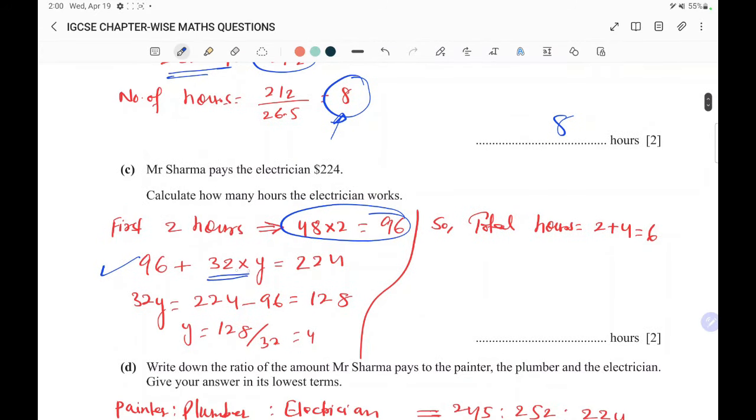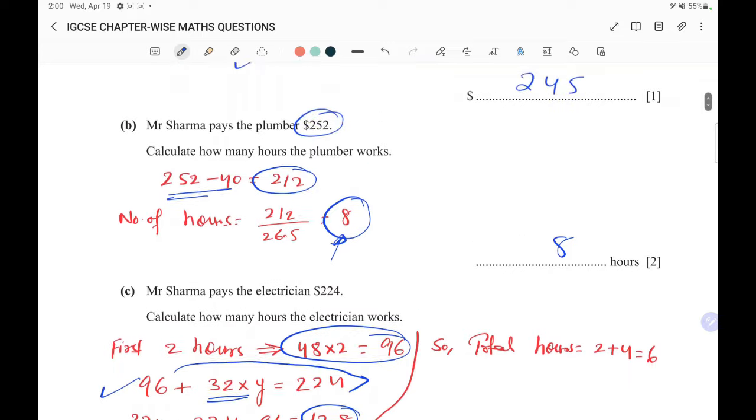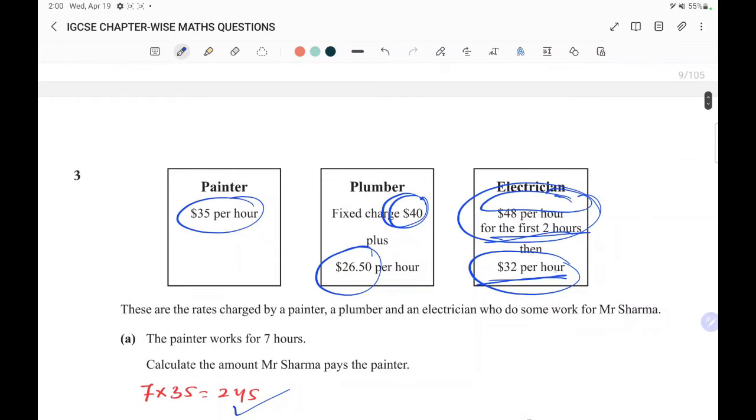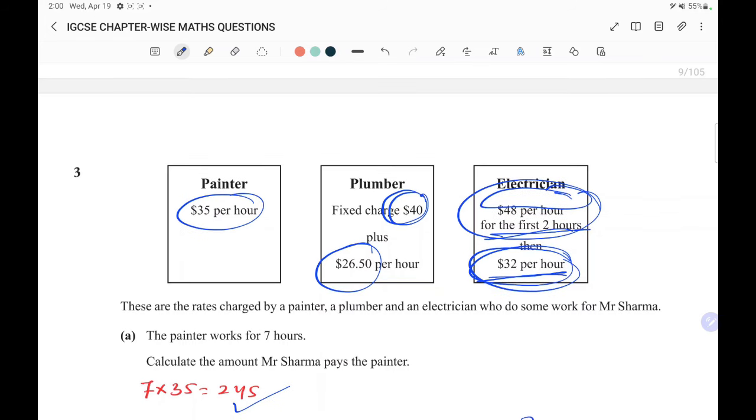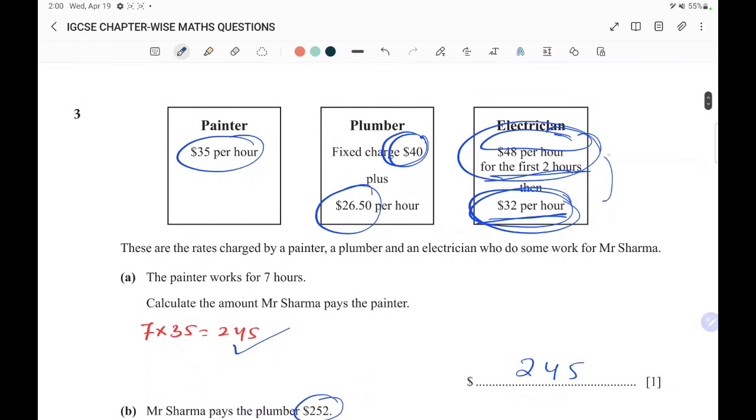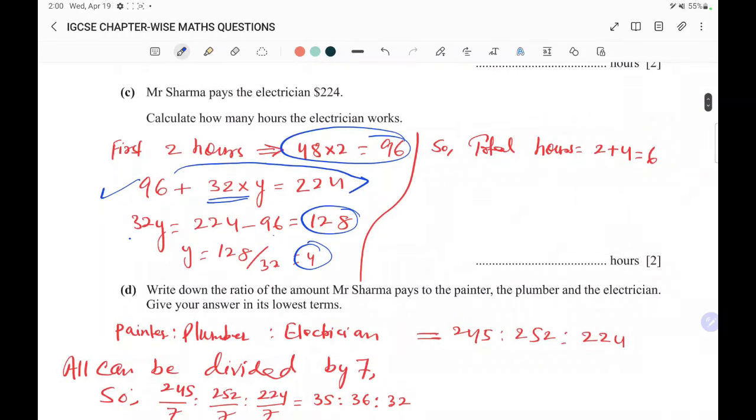Here I just took 96 to the right side: 224 minus 96 equals 32y, which is 128 divided by 32, that is 4. So y is 4. It means at $32 per hour, he will work for 4 hours, and 2 hours he already worked. So the total hours would be 2 plus 4, that is 6 hours.